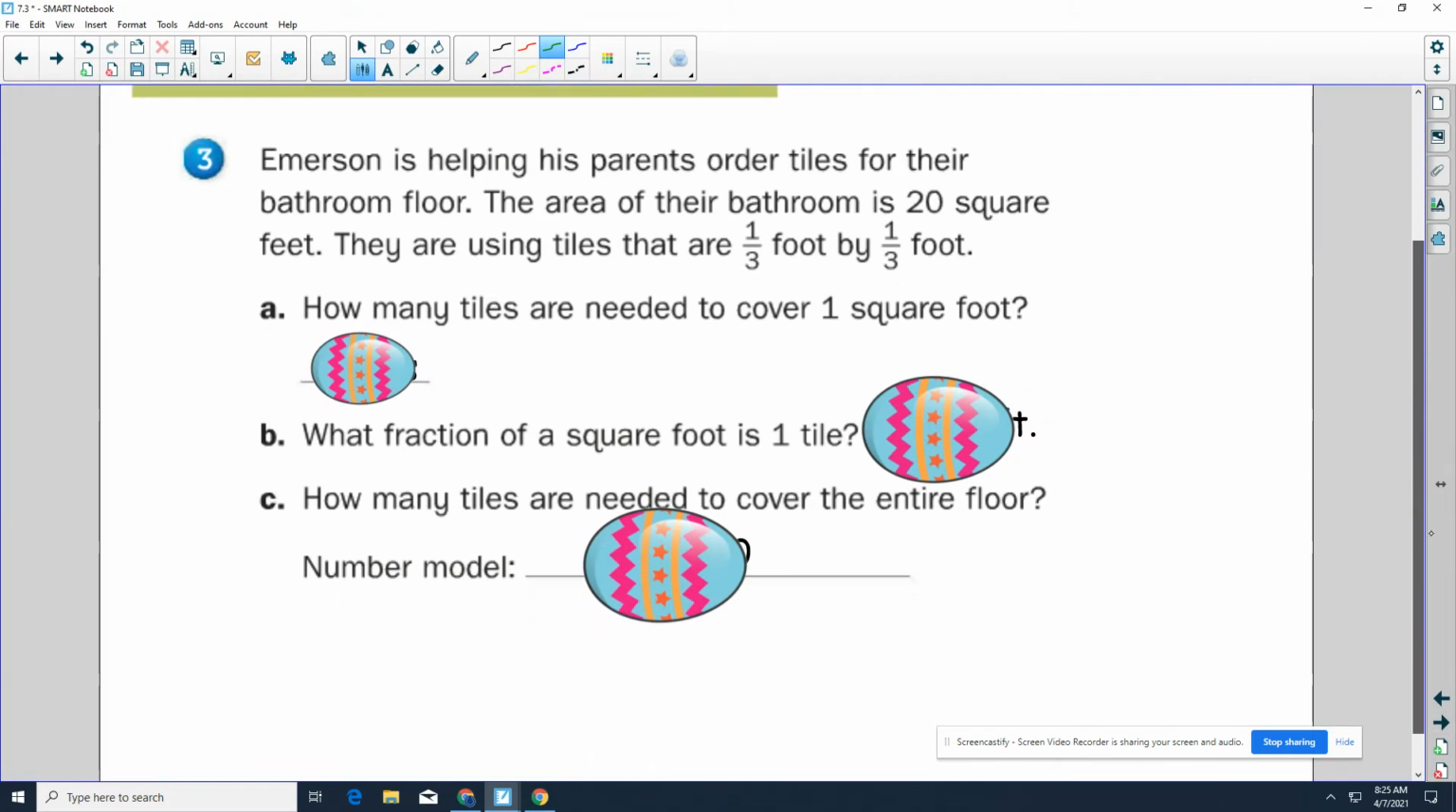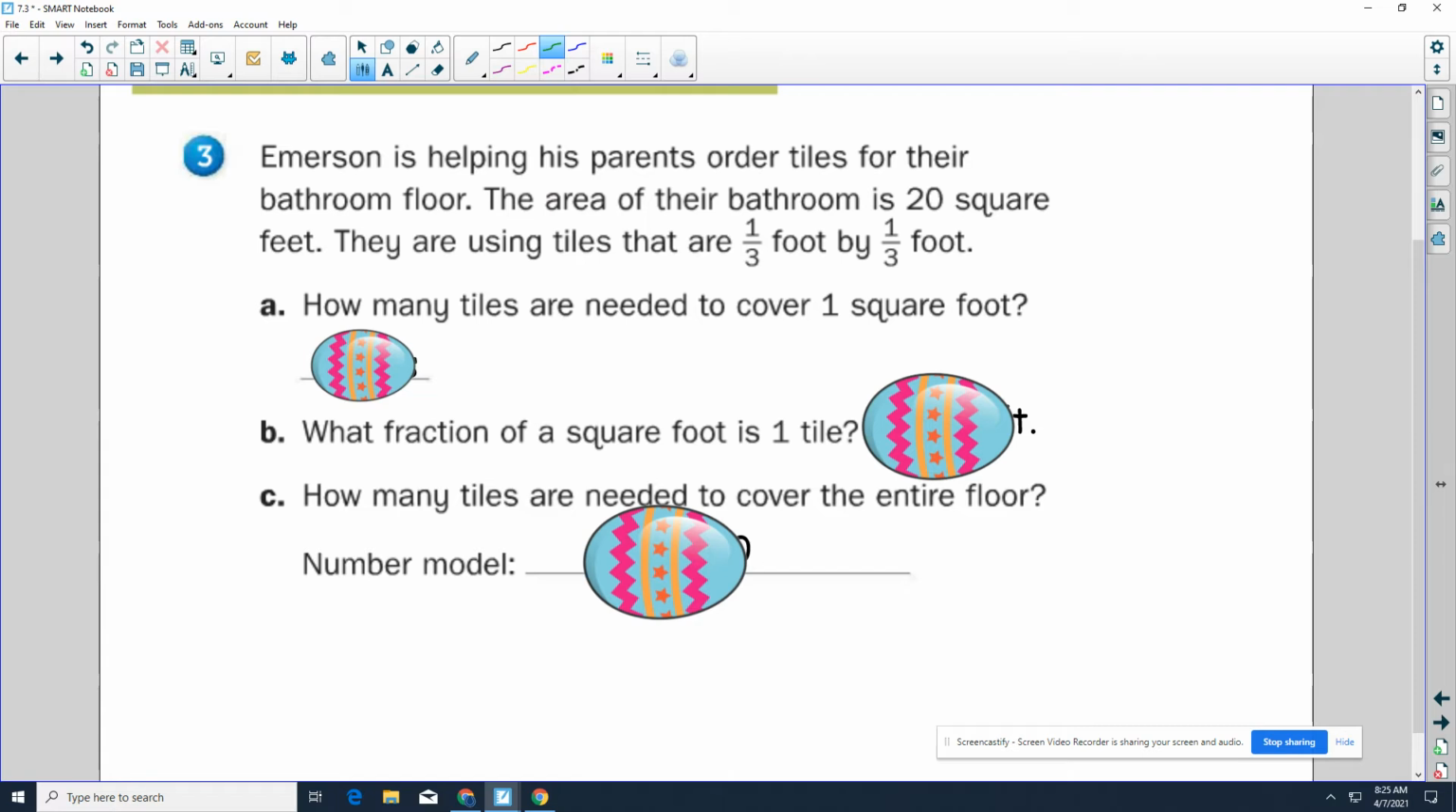Okay, so look at 3 here. We'll read this, and I want you to try on your own. Emerson is helping his parents order tiles for their bathroom floor. Their bathroom is 20 square feet. They're using tiles that are 1/3 foot by 1/3 foot. How many tiles are needed to cover 1 square foot? So go ahead and pause the video. I want you to take a few minutes and think about that.